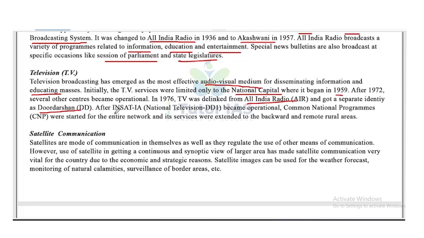After INSAT 1A, that is National Television DD1, became operational, common national programs CNP were started for the entire network and its services were extended to the backward and remote rural areas. So that is the use of television.